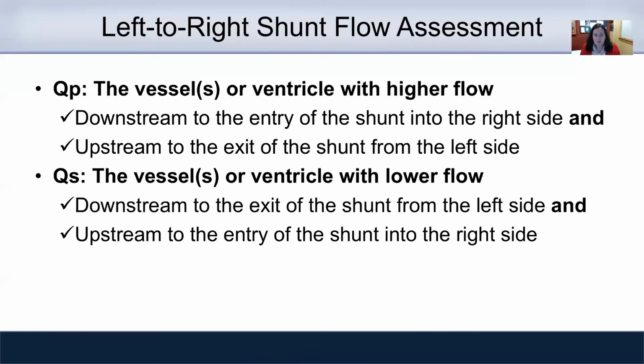It's the amount of flow that gets to the lungs. That is, you look at downstream to the entry of the shunt into the right side and upstream to the exit of the shunt from the left side. So in a patient with an ASD, I would use the pulmonary artery flow to start. Whereas the QS is going to be that vessel with the lower flow. So this is downstream to the exit of the shunt from the left side and upstream to the entry of the shunt to the right side. Why do I go through all of this?